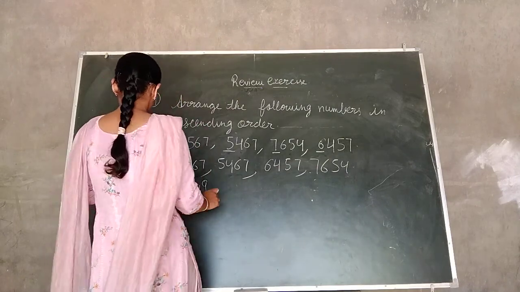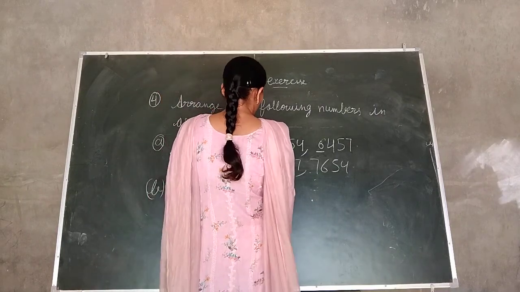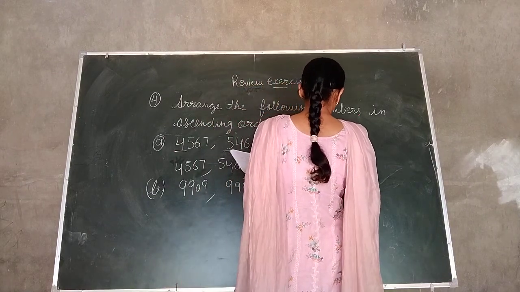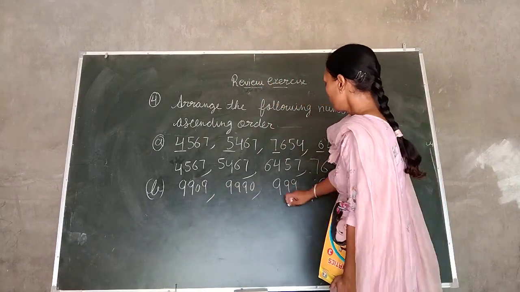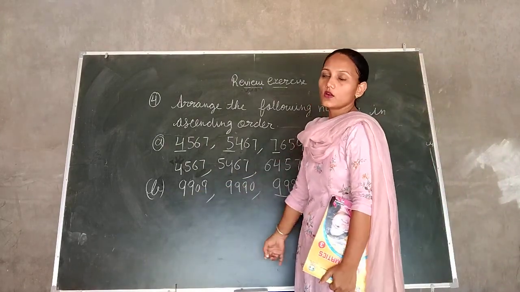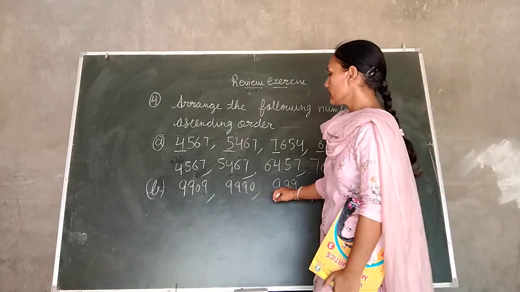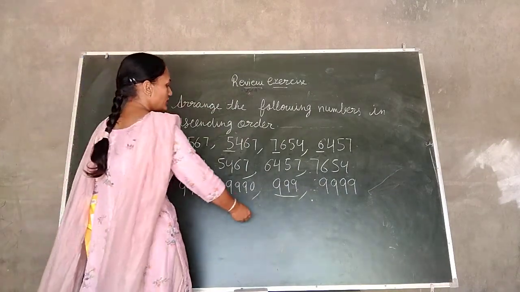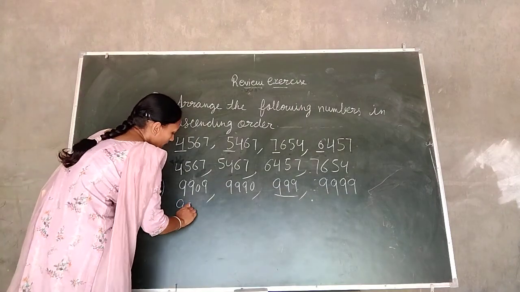9909, 9990, 999. Next 9999. So first of all we will count the number of digits. Here this number is of 3 digits and all the other numbers are of 4 digits. So this is the smallest number because it has 3 digits and the others have 4 digits. The number which has fewer digits is the smallest number. So 999.